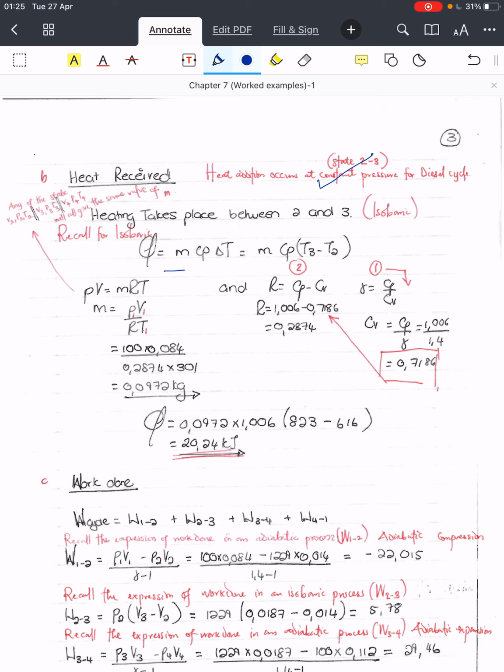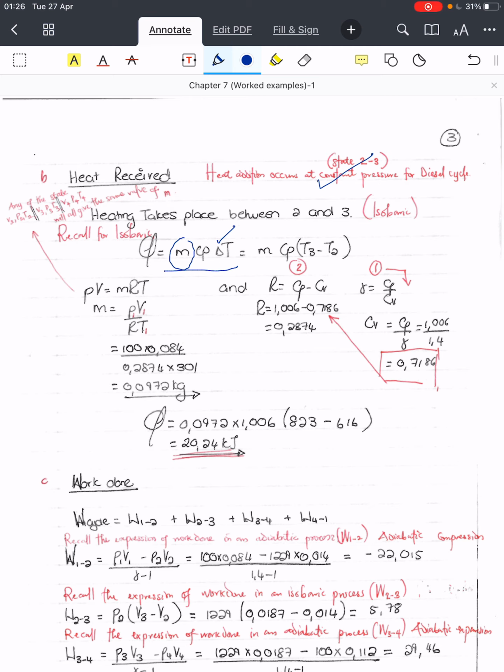So here's the formula, but from the formula, what are we looking for? Change in T3 to T2, given, we've got that. But we also have CP. Remember from the question, CP is provided, but we don't have M. So we need to calculate the M. So how do we calculate the M?